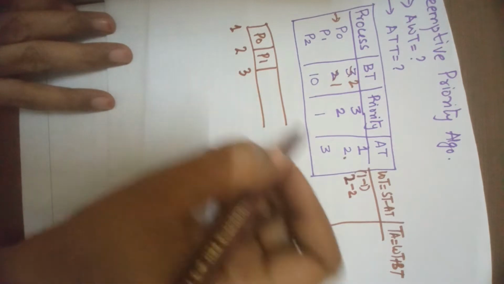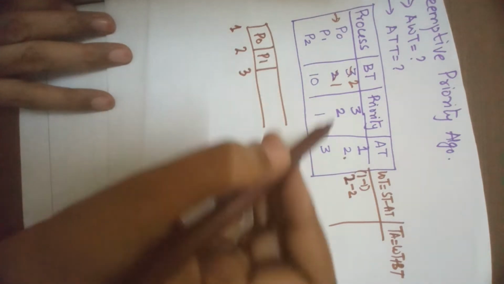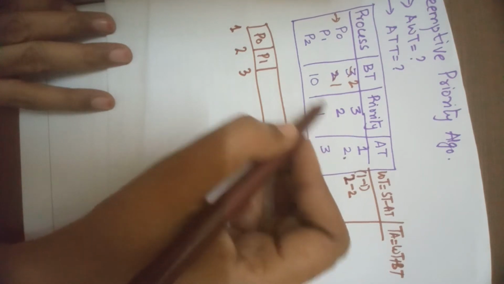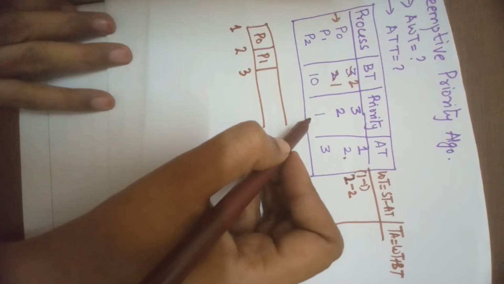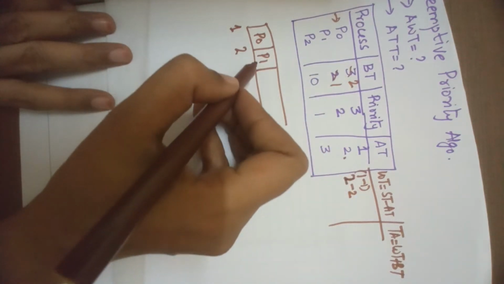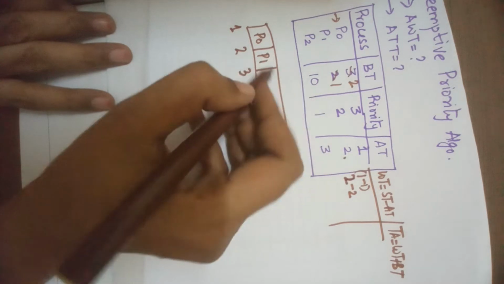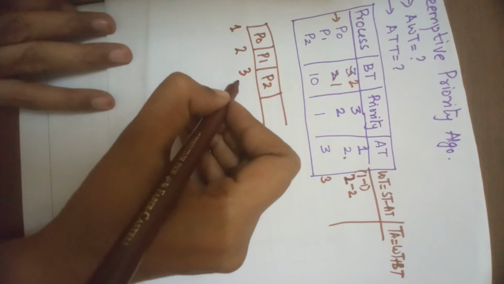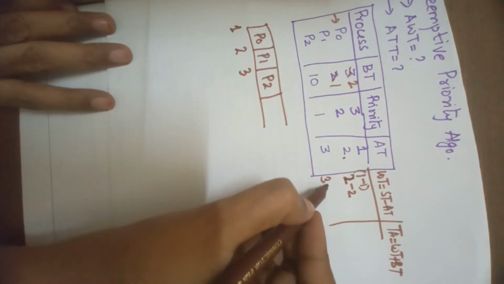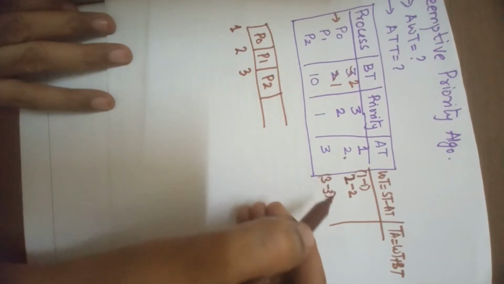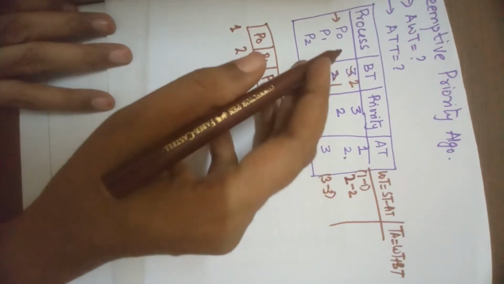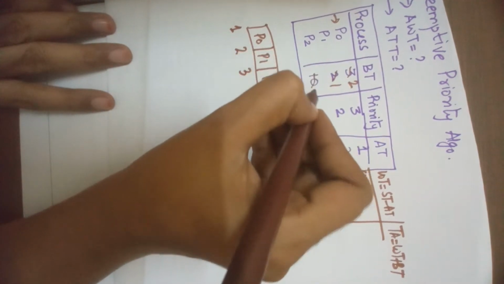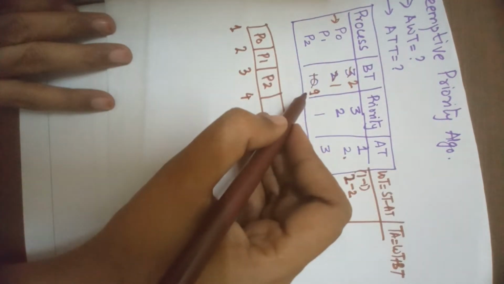Now at the third time slot, P2 is also added. So now you compare the priorities. P2 is having the highest priority as compared to P1. So we are going to suspend the execution of P1, and P2 will be given the chance. P2 has started at the third time slot and it also arrived at the third time slot. So this is the waiting time for the first time. As this is preemptive, we run only for one time slot. Out of 10, one time slot is given to P2, so the remaining is now 9.